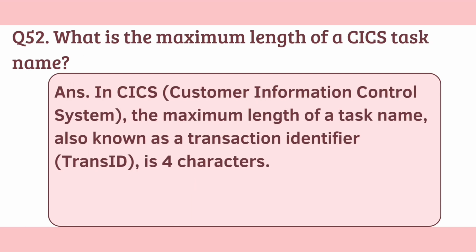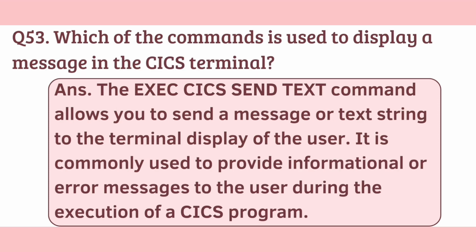Moving to question number 52. What is the maximum length of a CICS task name? In CICS, the maximum length of a task name, also known as a transaction identifier, that is trans ID, is 4 characters.